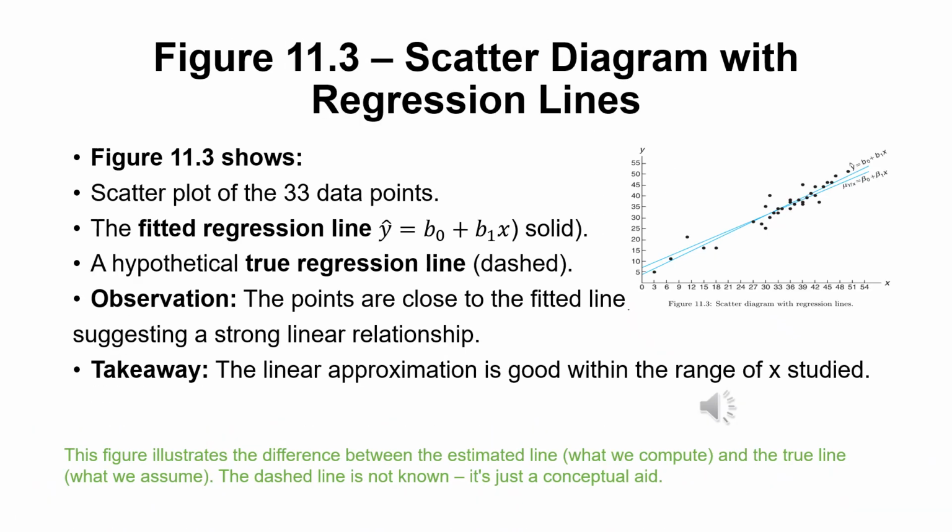This figure again illustrates the difference between the estimated line we compute from data and the true line that exists in theory. The dashed line is the true line, but in practice we never know it. It's a conceptual aid to remind us that our estimates are just that, estimates, not the exact truth.